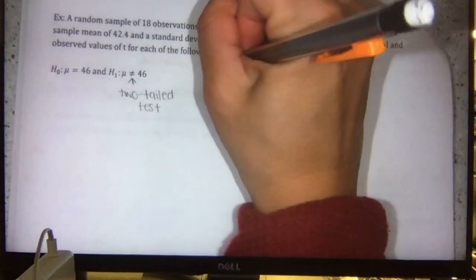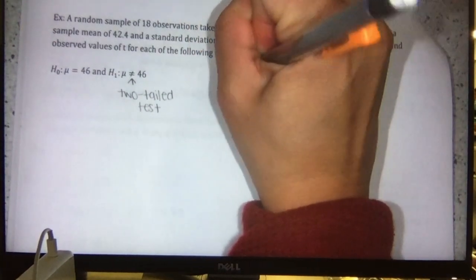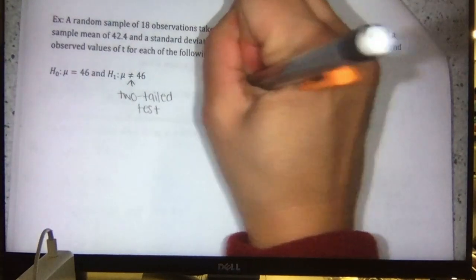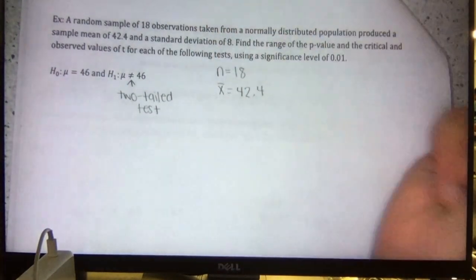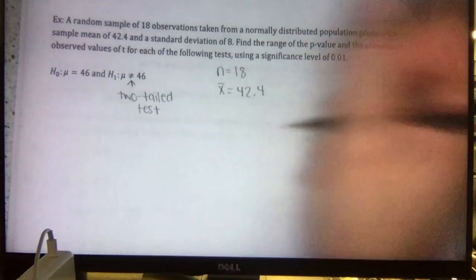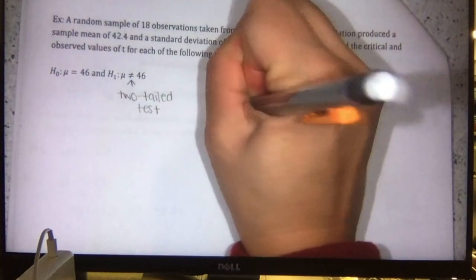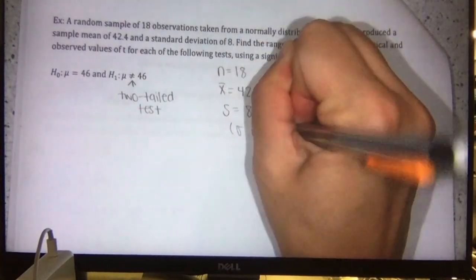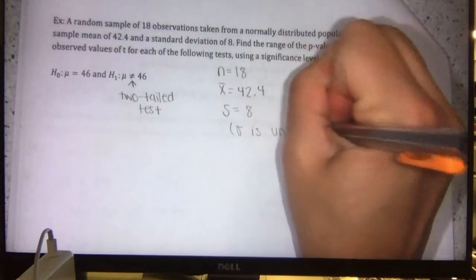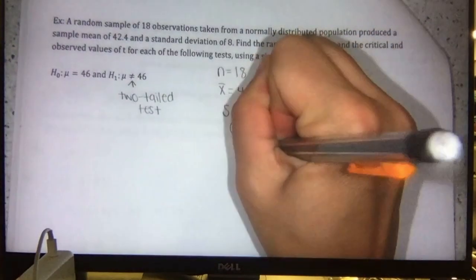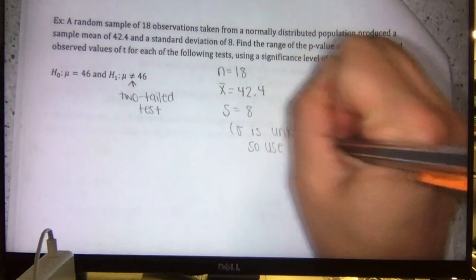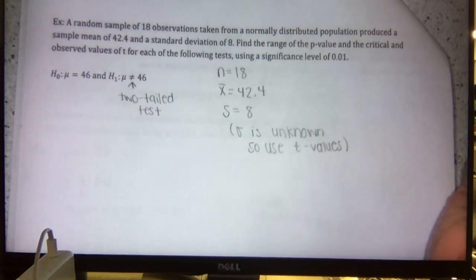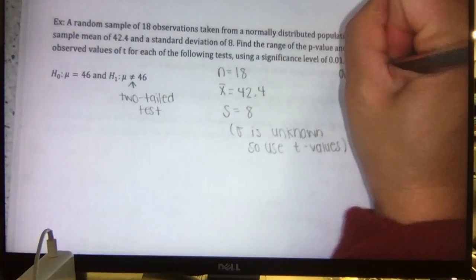So let's see what we know. I know n is 18. There's 18 samples that we're looking at. A sample mean, so our x bar is going to be 42.4. A sample standard deviation, so that's going to be s, is 8. So again, our population standard deviation is unknown. So that means we're going to use t-values. And what else do we know? Our significance level, our alpha, is going to be 0.01.